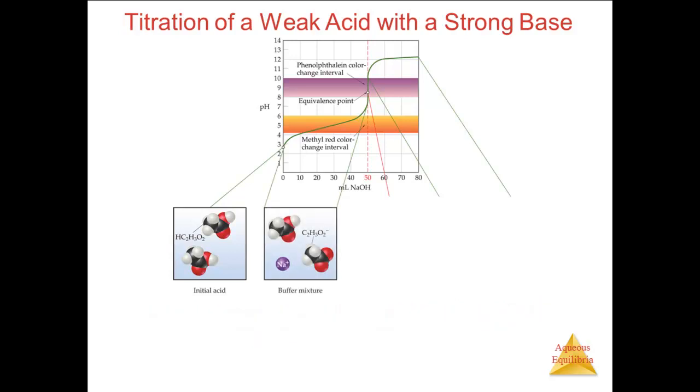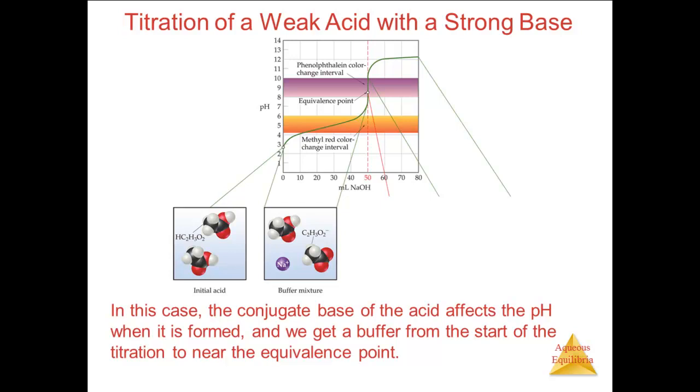When we begin to add the base, that produces the conjugate base. The presence of the conjugate base has a significant impact on the pH of the system, since this makes a buffer solution. This region, from shortly after the start of the titration to shortly before the equivalence point, is often called the buffer region because it is in that region that we have a buffer solution.